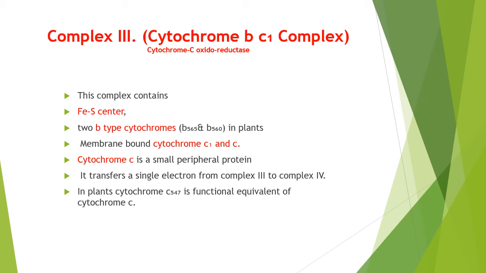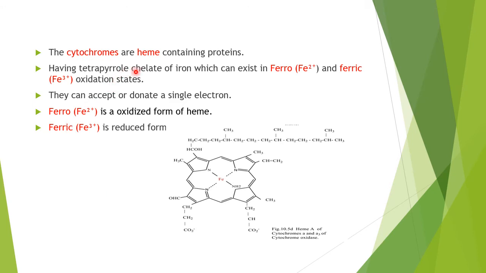So we have the cytochrome complex, which is complex third. These cytochromes are basically heme-containing proteins. They have a tetrapyrrole chelate of iron, which can exist in ferro and ferric oxidation states. So this is the structure. This is the first pyrrole, second pyrrole, third pyrrole, and fourth pyrrole. Iron is at the center.